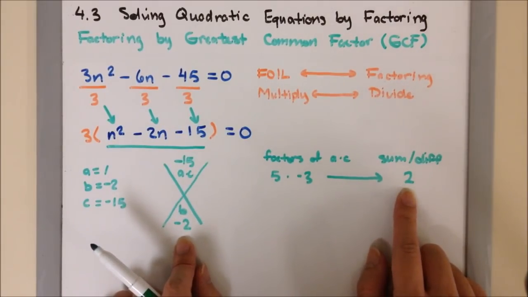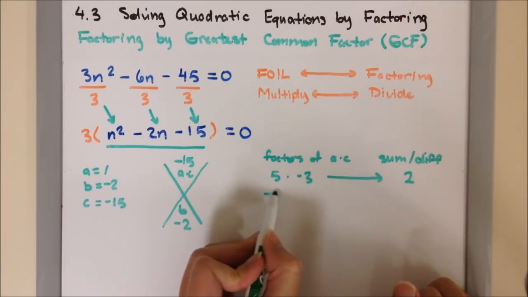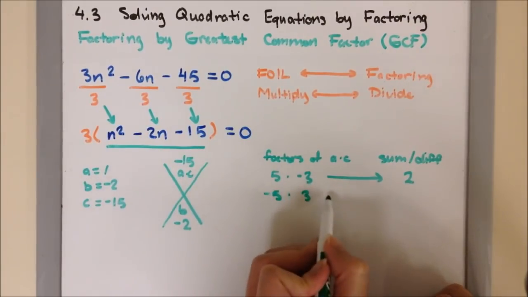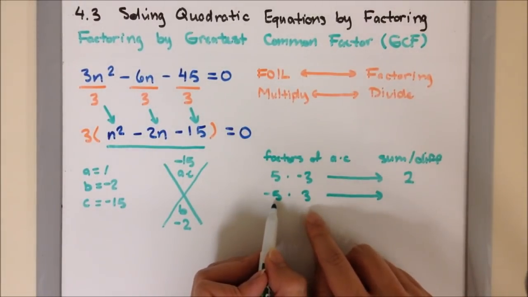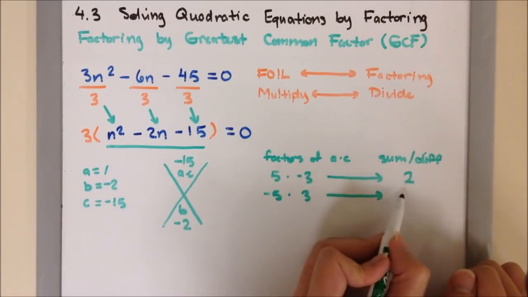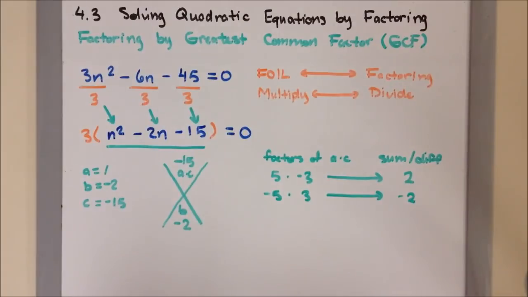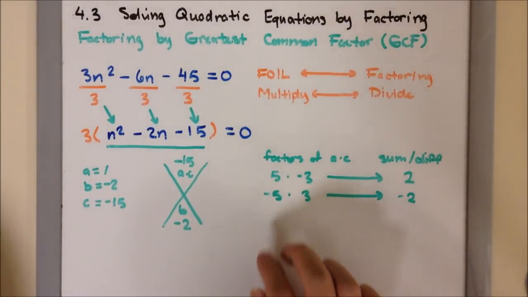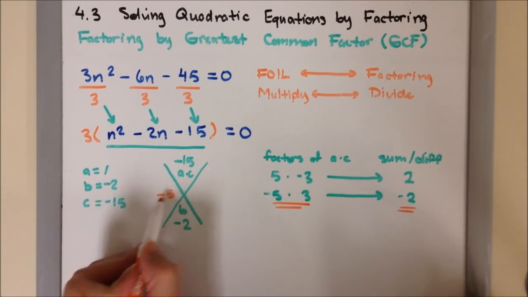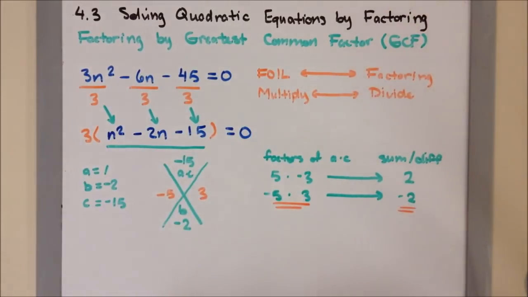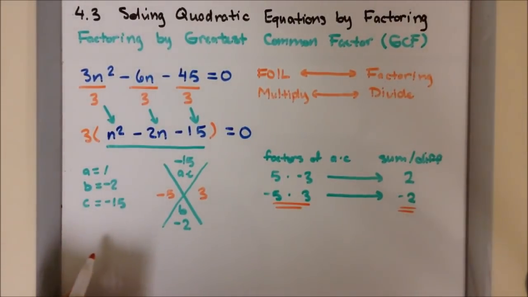Not exactly the same. So what I'm going to do is switch to negative 5 times positive 3. These two will multiply to negative 15. And if I combine negative 5 and 3, the sum and difference will be negative 2. So it matches. Those are the correct pair of factors. So I'm going to write negative 5 here and positive 3. Once I get the correct pair of factors, I'm going to write in factor form, just like before. So x minus 5 times x plus 3.